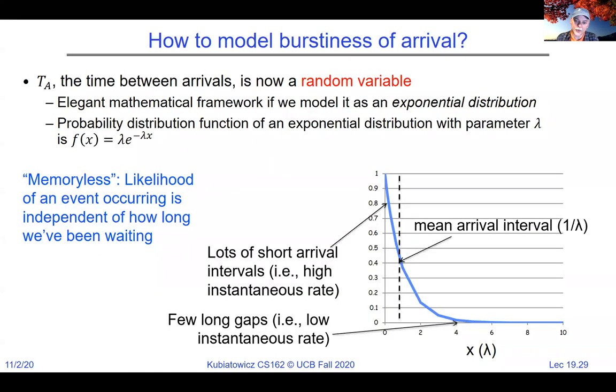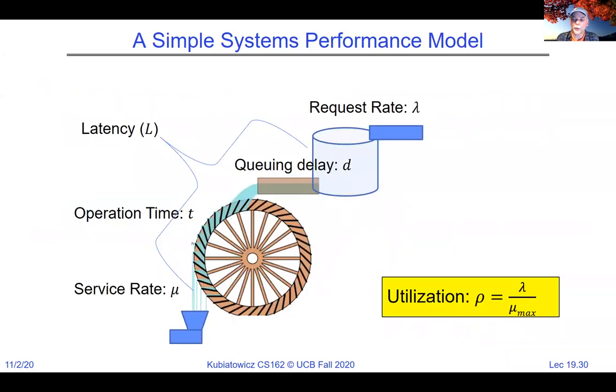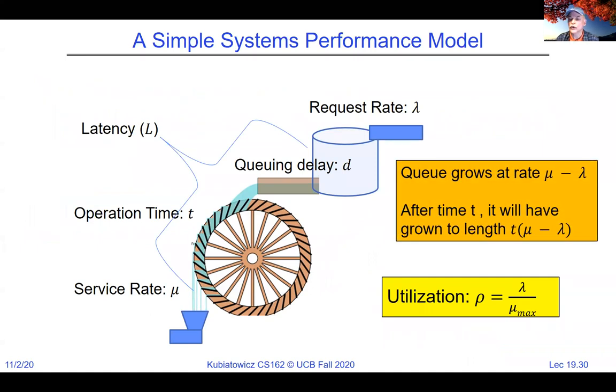But notice the thing to realize is that there are lots of short bursty events, and then some really long ones, the long tails, okay? And so the simple performance model here: we have lambda in and mu out, and the queue basically grows at rate mu minus lambda. If you think about it, that makes sense because we have a rate in and a rate out, and when the rate in is faster than the rate out, then the queue is growing on average at mu minus lambda, okay?